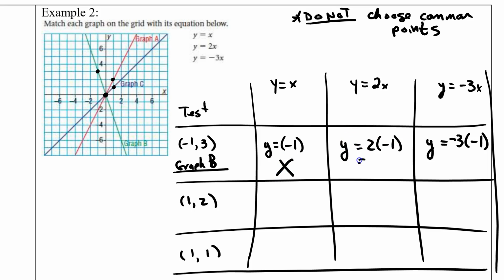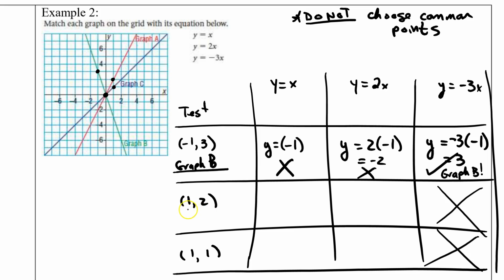So y equals -1, nope, that's not right. y equals -2, nope, that's not right. But if I put in y equals -3 times -1, I get 3. Ding, ding, ding, ding. So this graph has the point -1, 3. So this is graph B. Since we've eliminated what this graph is, we don't actually need to substitute in for it anymore.